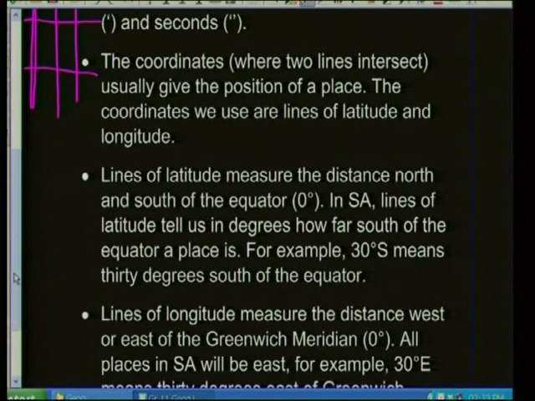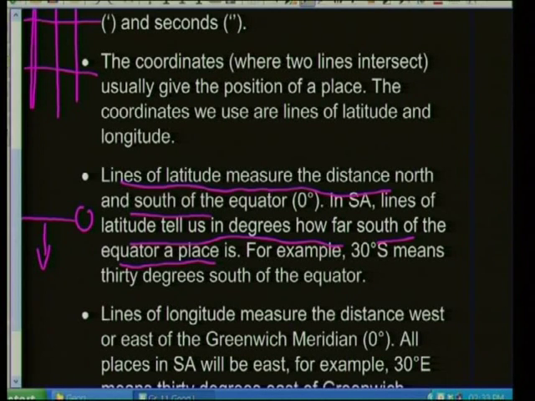Okay, some brief things again, which you know. Lines of latitude measure the distance north and south, okay? And lines of latitude tell us the degrees and how far north and south of the equator we are. Remember, the equator is here, it's 0 degrees. As we move this way, it increases: 30 degrees, 60 degrees. You getting the picture?